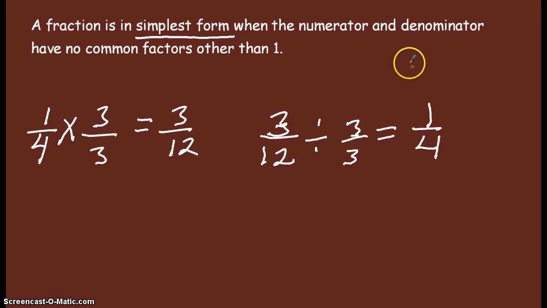And once again, the definition for simplest form is when the numerator and denominator have no common factors other than 1. Like here we have a 1 and a 4, and the only common factor they have is a 1. When we were with 3/12, the common factor that they had was 3, because 3 would go into 3 one time and 3 would go into 12 4 times.